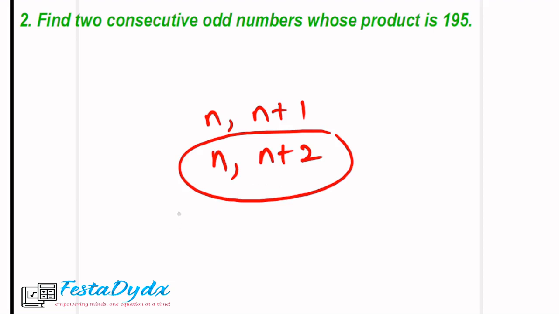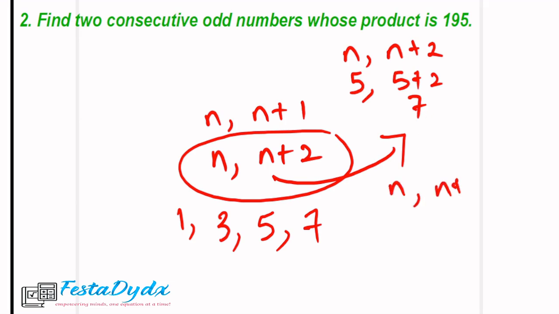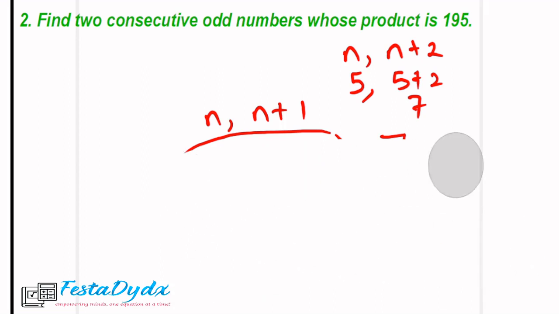Remember, odd numbers are 1, 3, 5, 7. So if I decide to replace this with one odd number, let's assume n is 5. If I write 5 here, then 5 plus 2 gives me 7. So after 5, the next odd number is 7. Let's try 1: n should be 1, then 1 plus 2 will give us 3. So after 1, the next odd number is 3. So we can use n, n plus 2 to represent the two consecutive odd numbers whose product is 195.